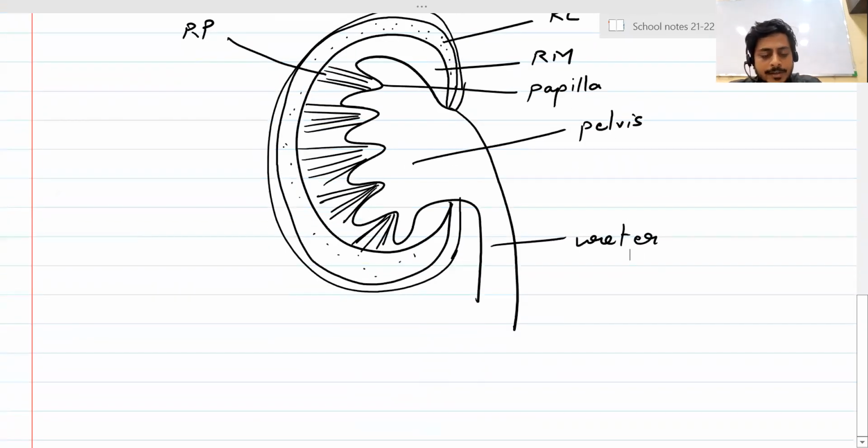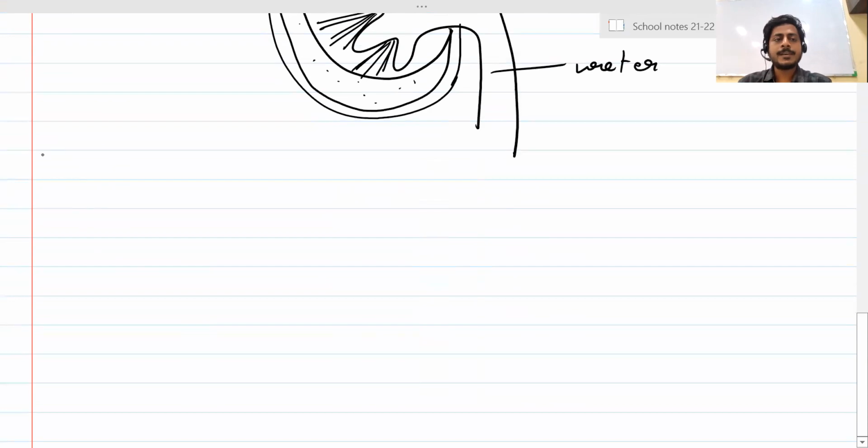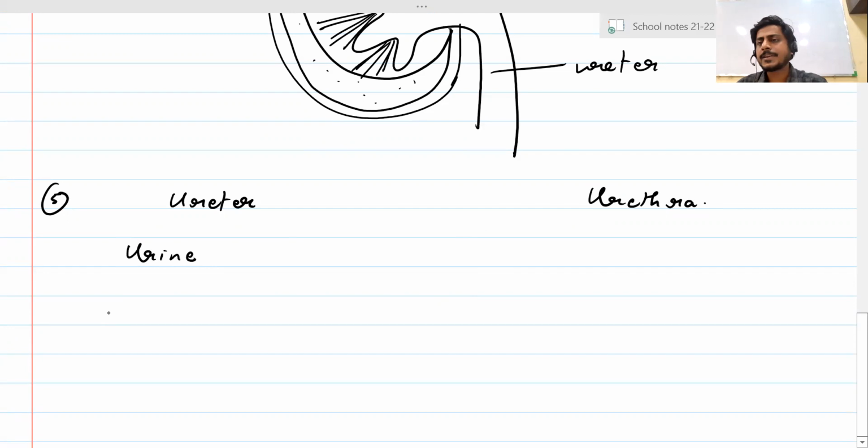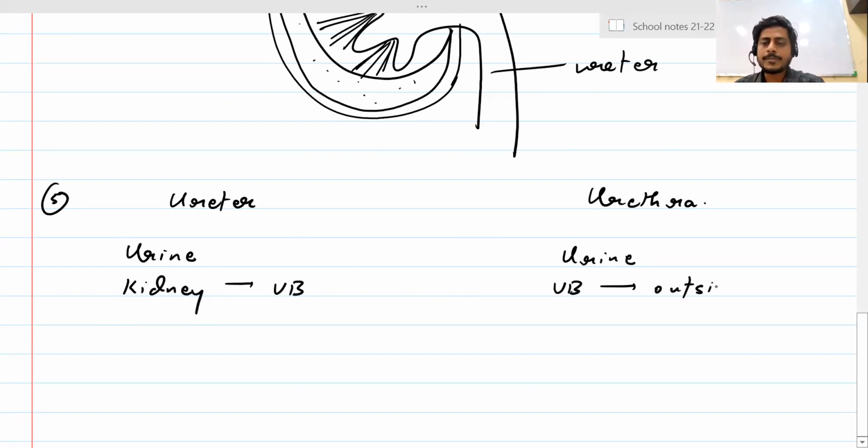And then we move ahead to the fifth one. The fifth one, if you see your question list, says the function of ureter and the urethra. So ureter basically is carrying urine. In fact, both these tubes are carrying urine, just that the ureter is carrying it from the kidney to the urinary bladder, while the urethra is also carrying urine, but you will say from where to where: from the urinary bladder to outside the body.